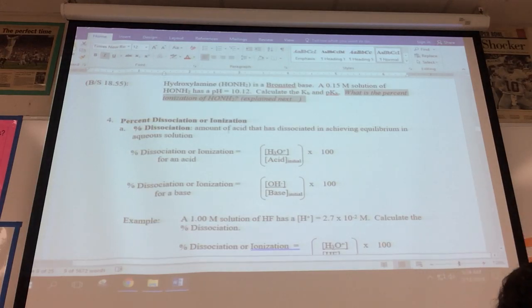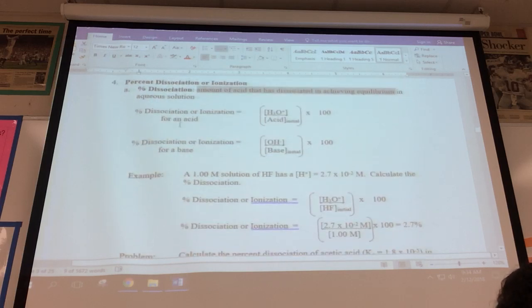With percent dissociation, also known as percent ionization, you're looking at the amount of acid that has dissociated in order to achieve equilibrium. If you have an acid, percent dissociation is proton concentration. That's going to be at equilibrium because you initially started with none. So proton or hydronium ion concentration at equilibrium over the initial acid concentration that was probably given times 100. If you have a base, it's grossly similar, but you're going to have hydroxide over the initial base concentration.